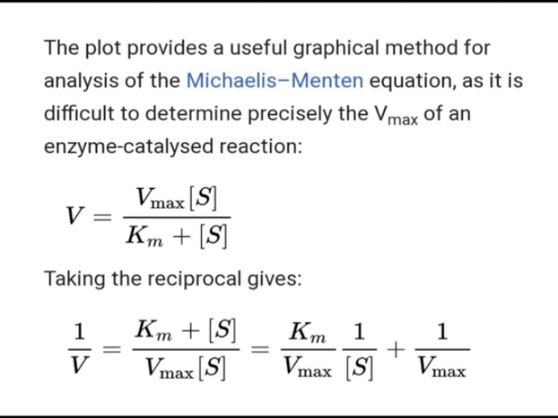Now just divide the terms separately by Vmax into substrate concentration. So Km upon Vmax into substrate concentration, plus substrate concentration divided by Vmax into substrate concentration. The substrate concentration in the numerator and denominator of the second term cancel out, and only the remaining term 1 upon Vmax is left. Therefore our equation is 1 upon V equals Km upon Vmax into 1 upon concentration of substrate, plus 1 upon Vmax.